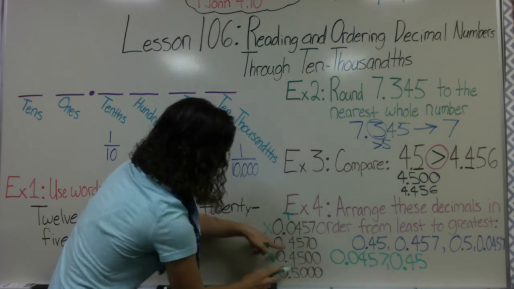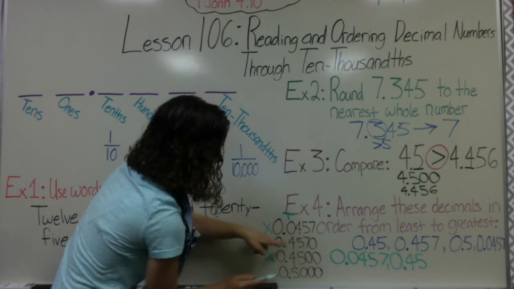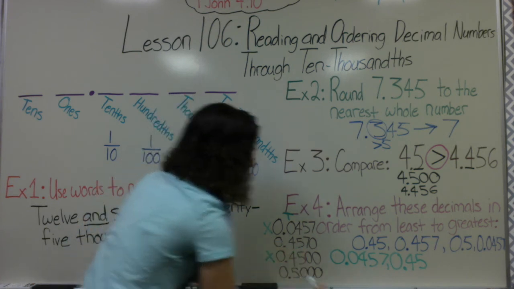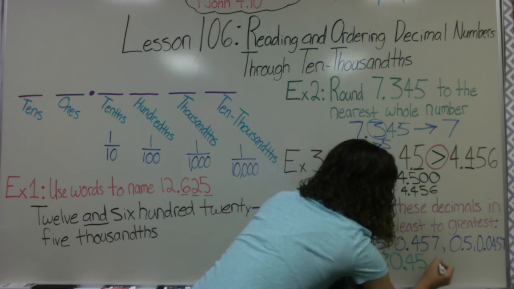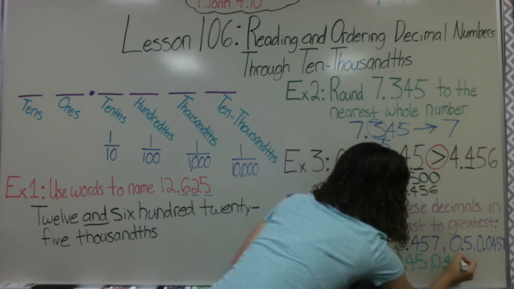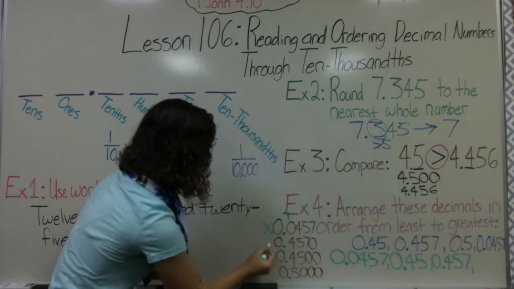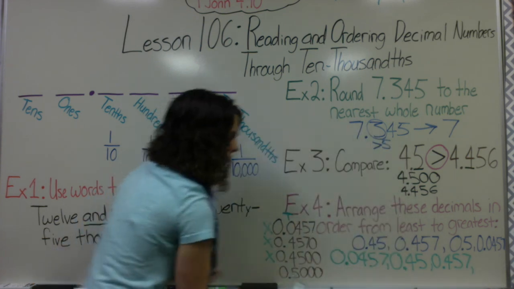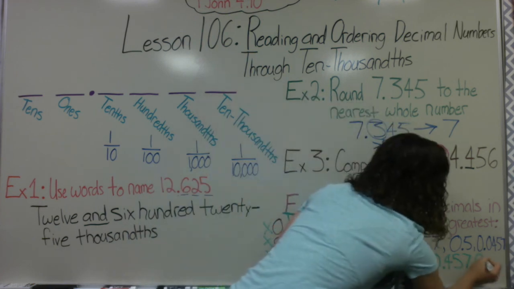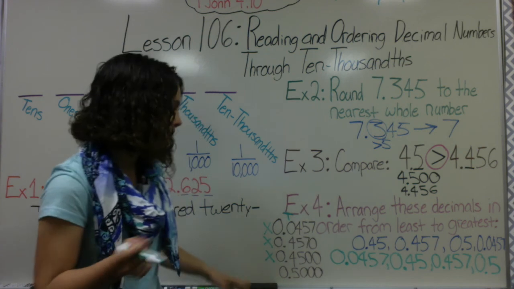And looking back at these two, start with the tenths place again. I have a 4 and I have a 5. So this one is smaller. My 457,000ths is next. 0 and 457,000ths. And last but not least, 0 and 5/10. So that would be in order from least to greatest.